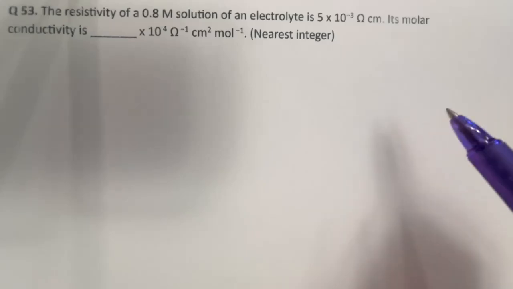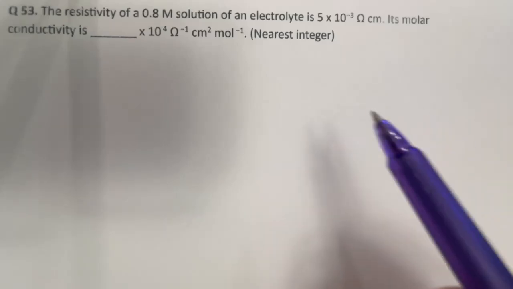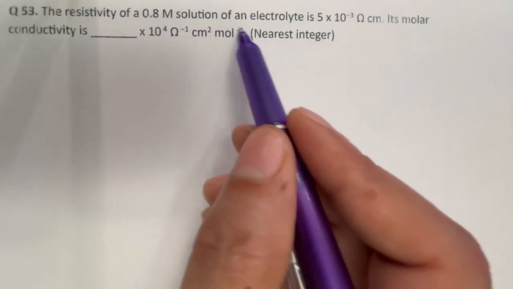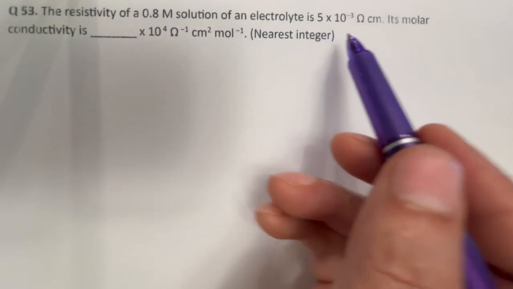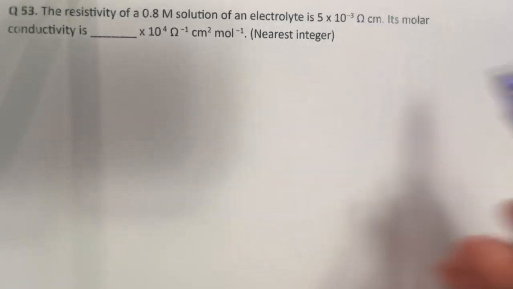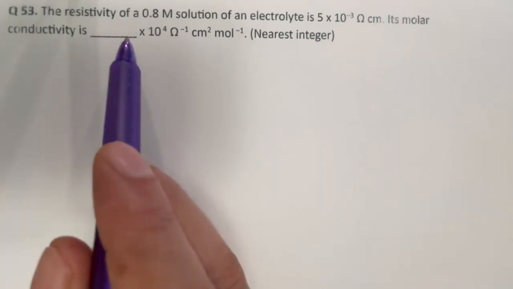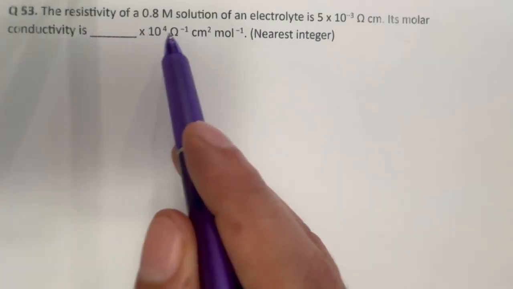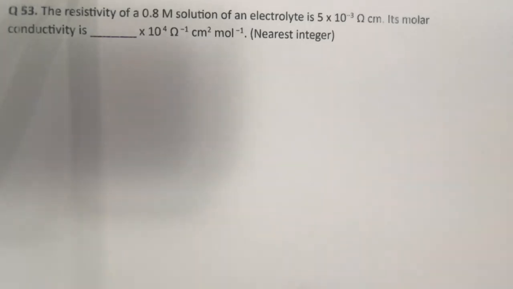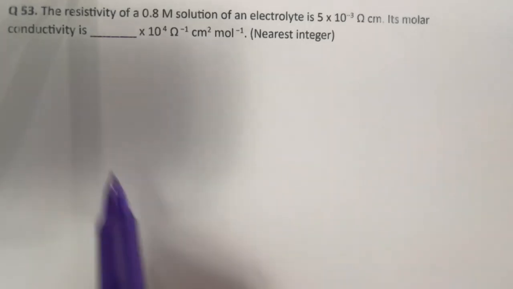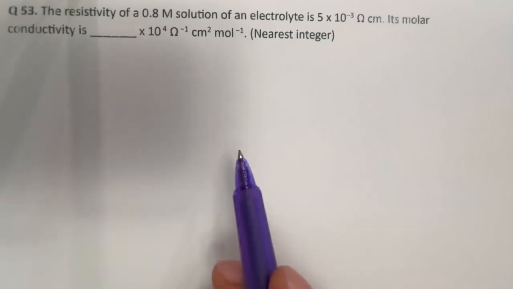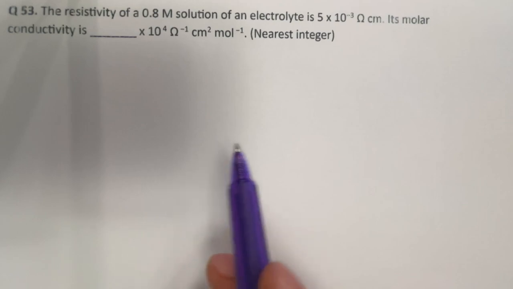Hello everyone, here is a question based on molar conductivity. The resistivity of a 0.8 molar solution of an electrolyte is 5 times 10 to the power minus 3 ohm centimeter. Its molar conductivity is how much? We have to find the answer in terms of 10 to the power 4 and find the nearest integer. This is not a difficult question to solve, but if we are not careful about the unit conversion, then there are chances of making a mistake.